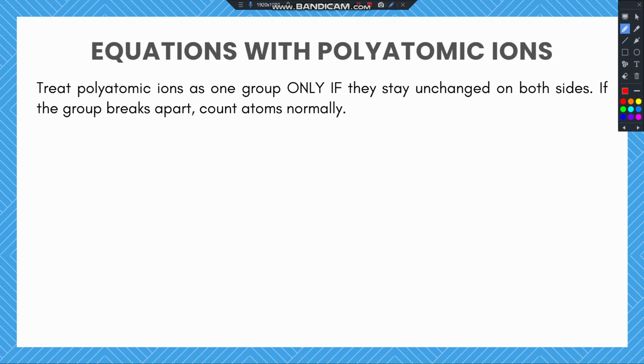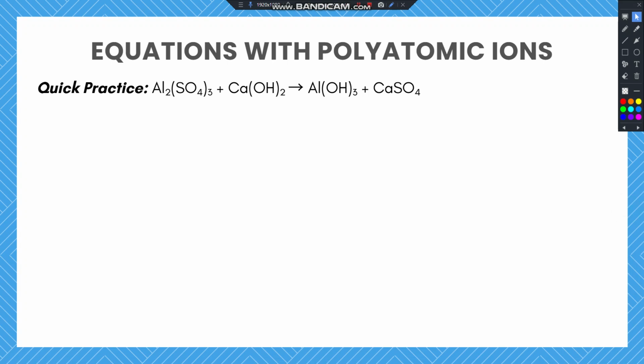So here is something to bear in mind: treat polyatomic ions as one group only if they satisfy one condition, and that is they stay unchanged on both sides. If the group breaks apart, then count the atoms normally, just like we saw in the previous examples.